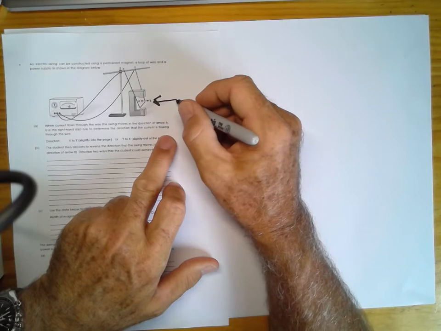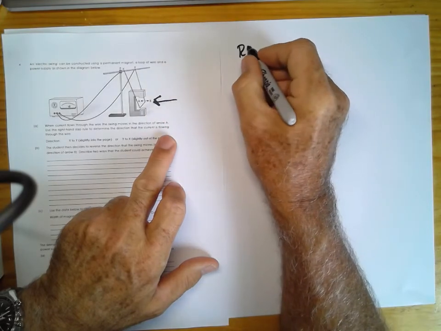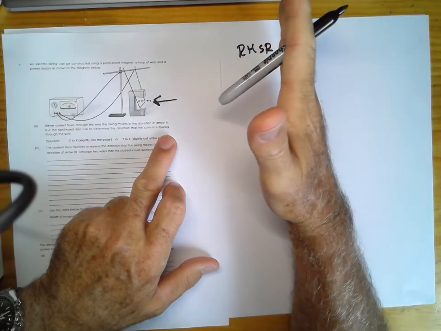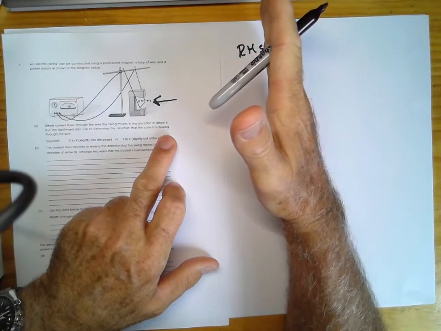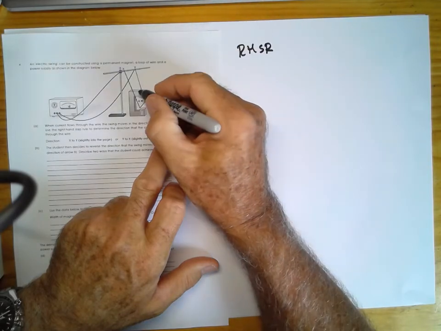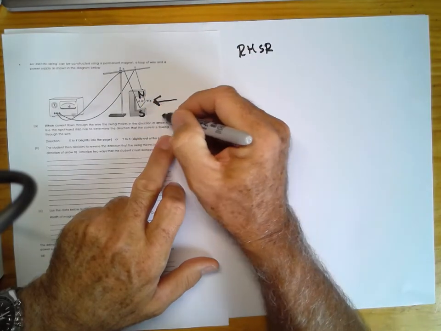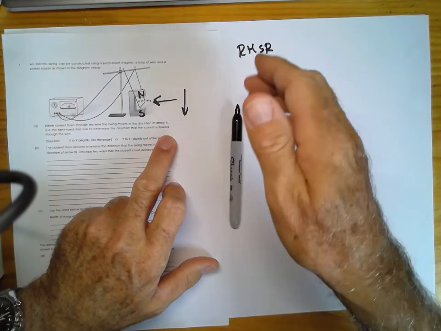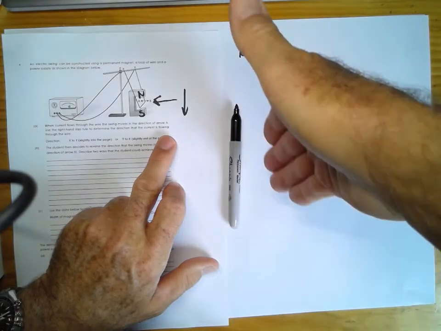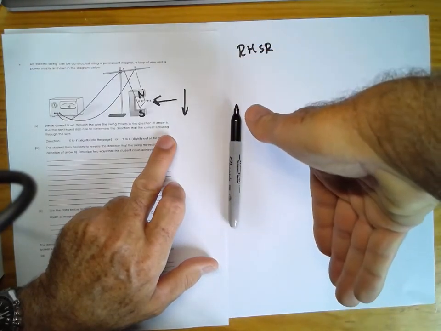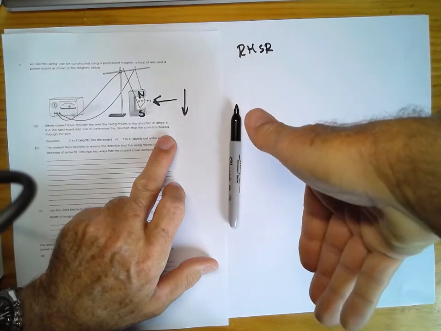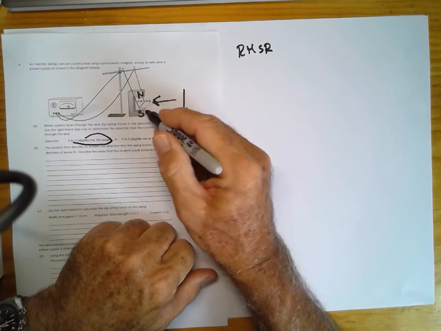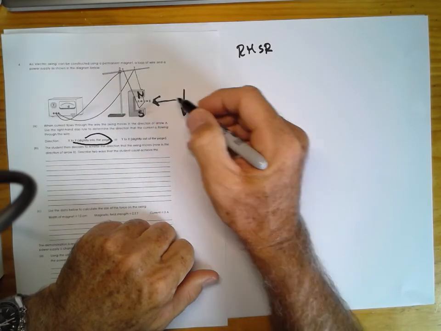So let's have a look at this. Our right hand slap rule, we've got the force going to the right. Which direction is the magnetic field? This is the north pole and this is the south pole, so our magnetic field is from north to south. So we've got force, magnetic field going this way, so the current must be going into the page, from the front to the back, into the page.